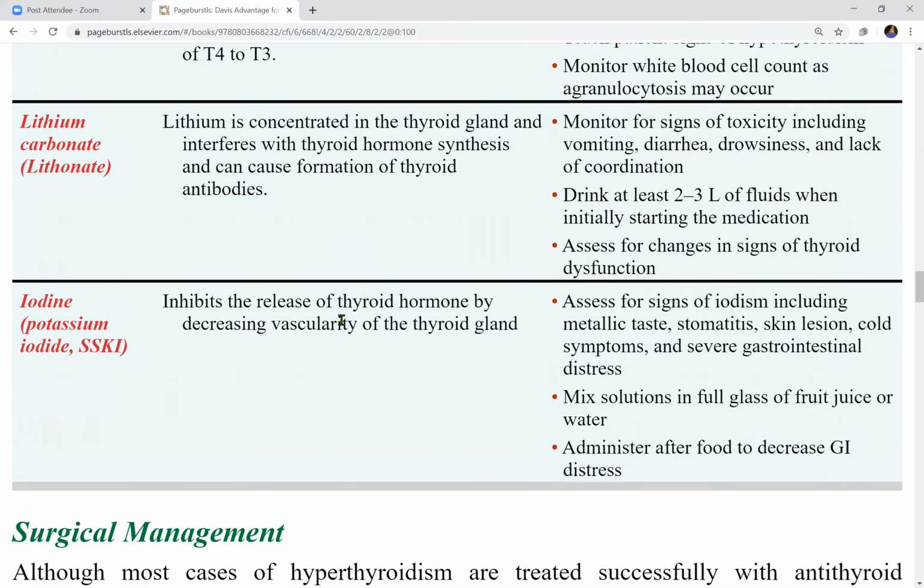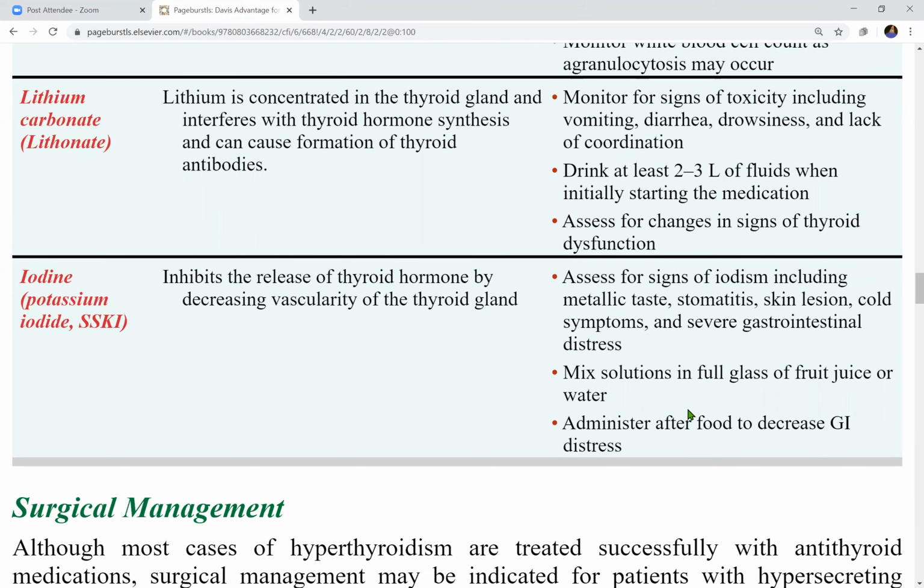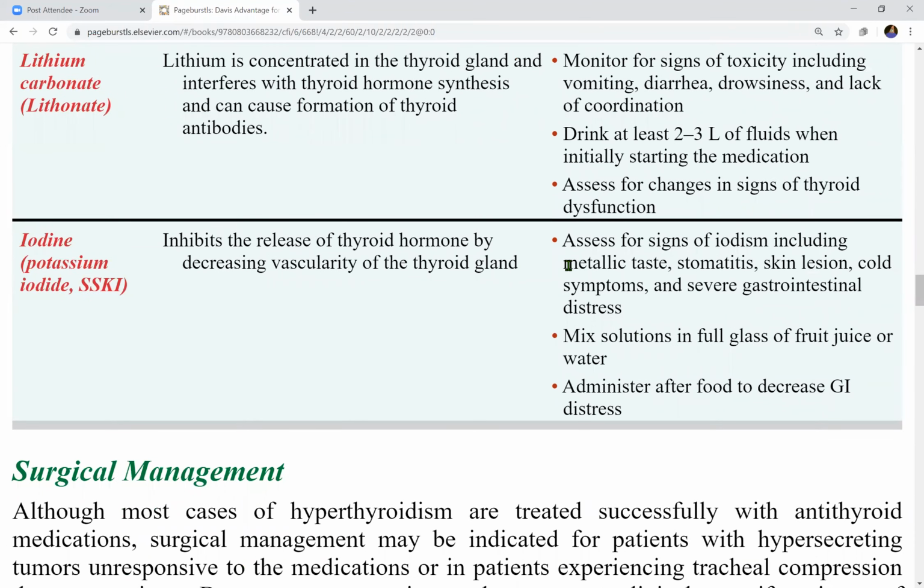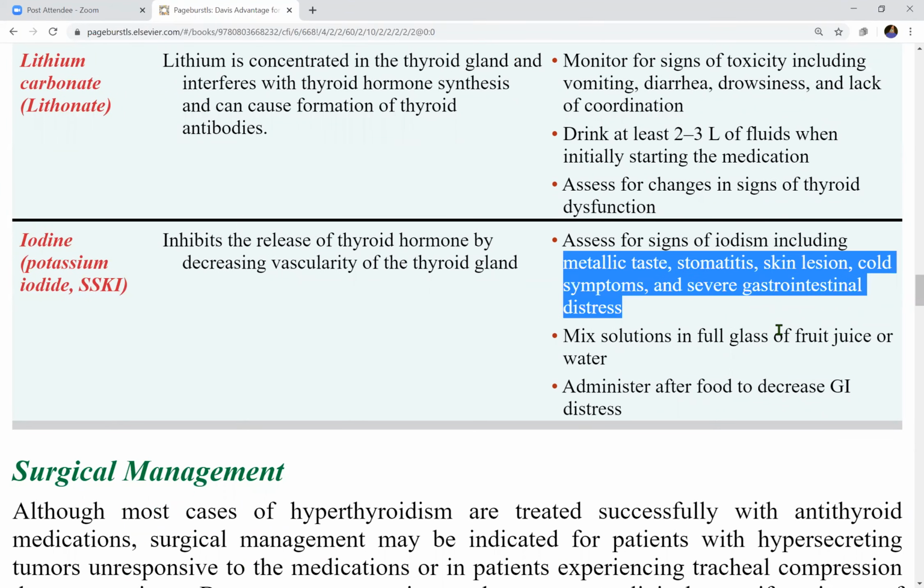And you have, here's the iodine. It is iodine, so you learned in fundamentals of nursing that you give it through a straw, right? Because this will stain the teeth. And these are other unpleasant side effects related to the drug.